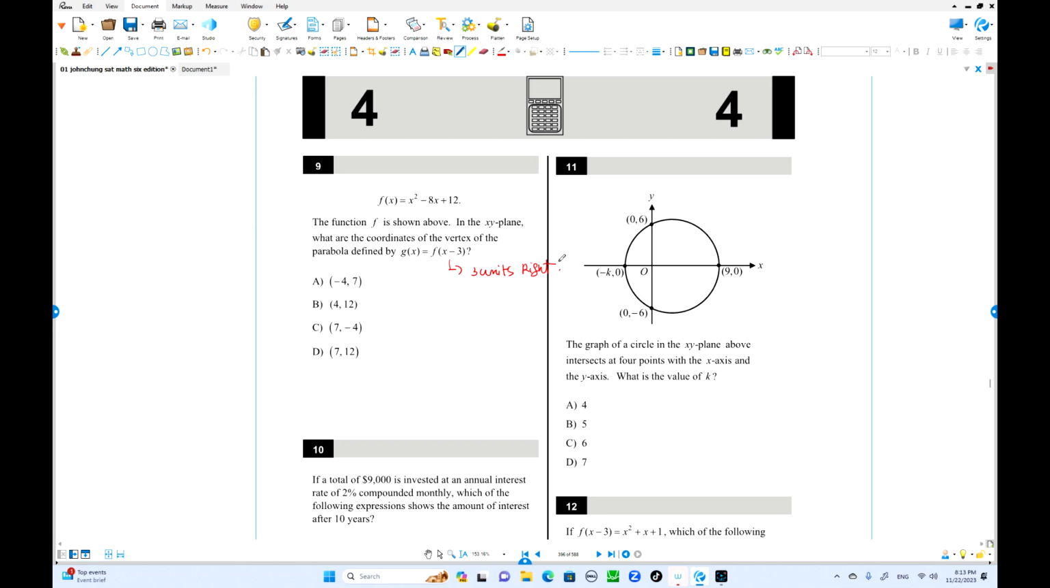Okay? So 3 units to the right. That's it. So where is the vertex? From here, can you find the vertex? Quickly you can find it. I think I like this one. Vertex form is better. X minus half of this number, minus 4.